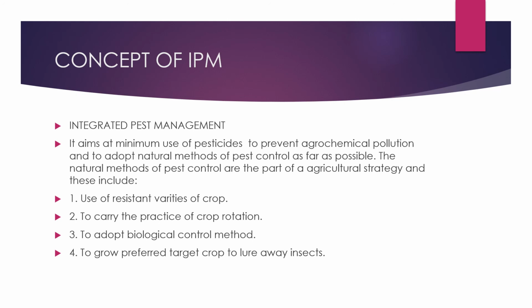And what we are discussing in this whole video is to adopt the biological control method. So this is also one of the ways. And we can grow some preferred target crops to lure away the insects. This is also one way. So this is the concept of IPM. This video has covered the importance of biocontrol agents, what they are, and in what way they are beneficial to us. Thank you.